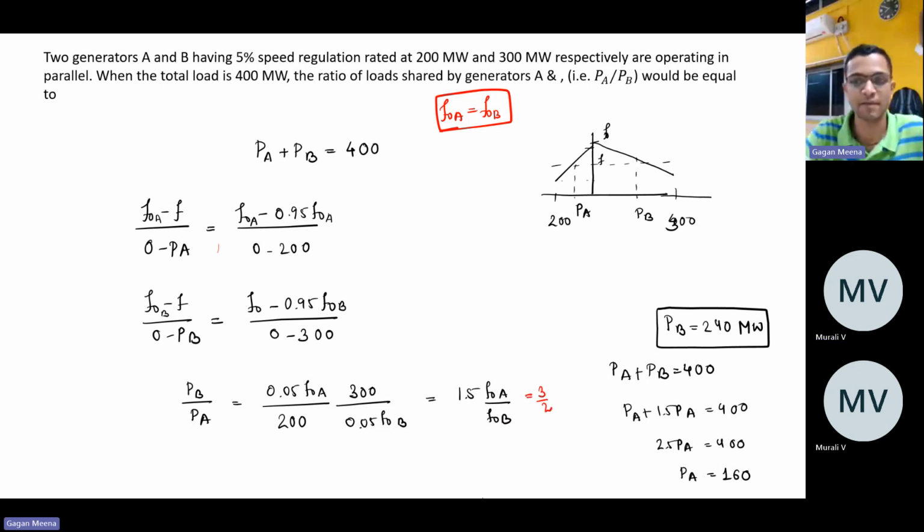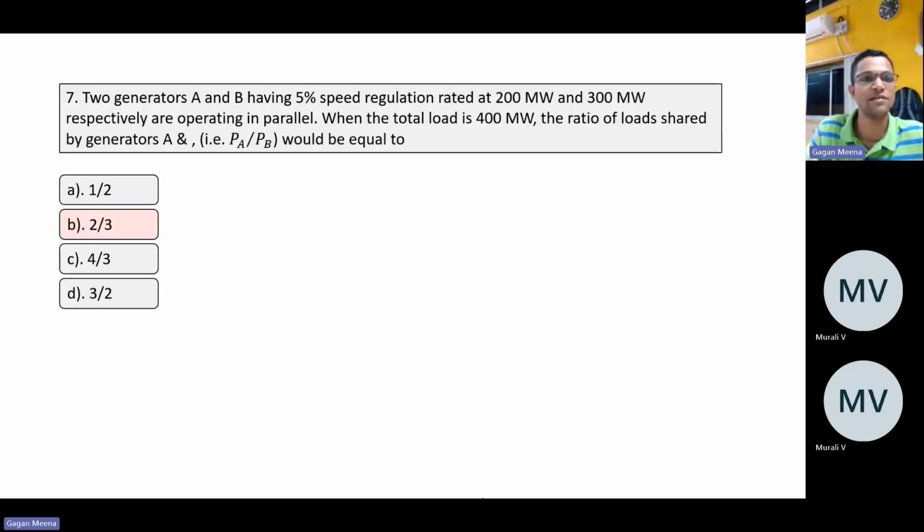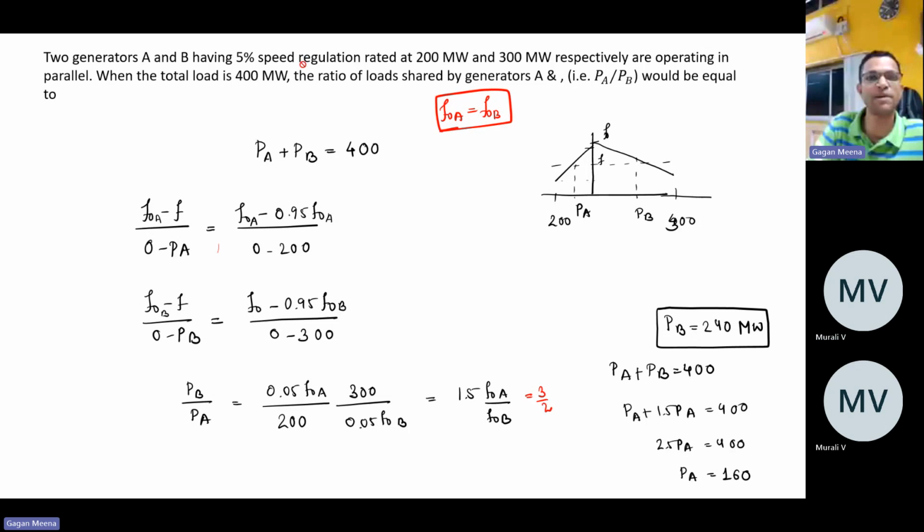Clear? Yes, sir. Then I think the next question is also a continuation of this. Here we have considered that the droop is the same, 5%, right? The next question is that the droop of generator A is 4% and the droop of generator B is 5%. We'll use the same equation, but what will change?